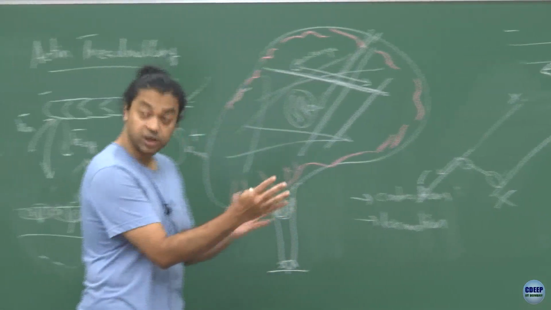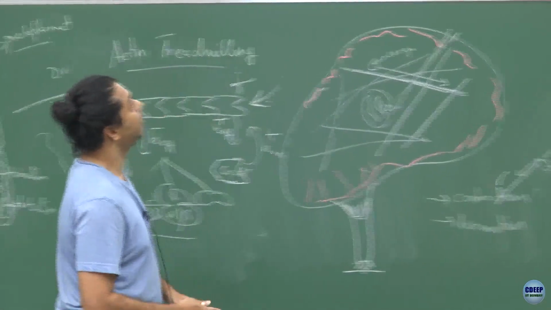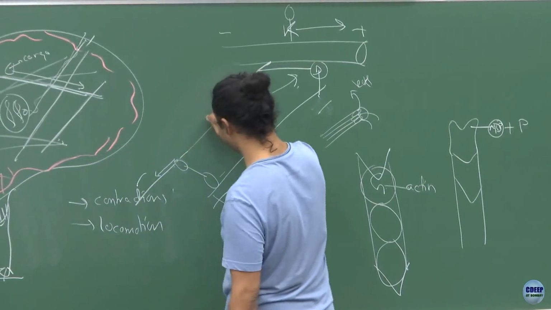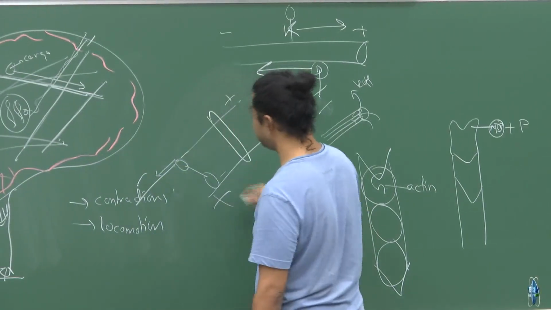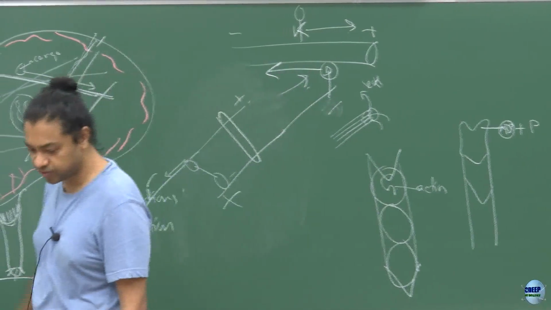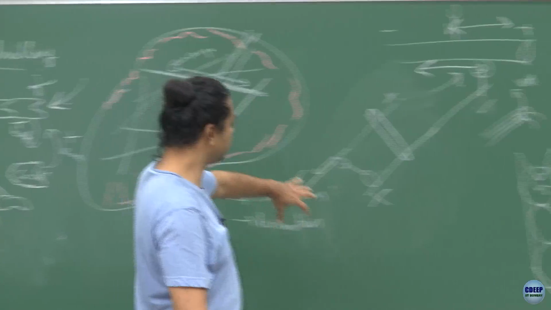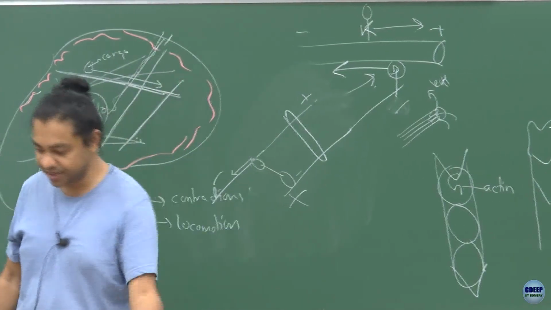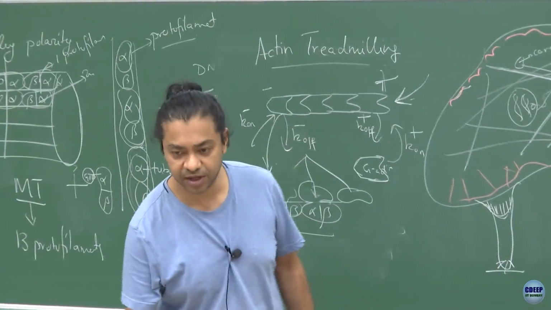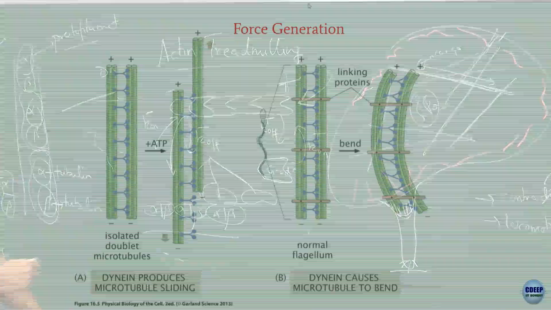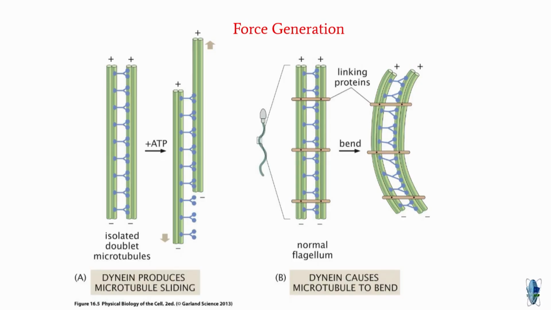So they can cause sliding of microtubules, or if you have some other proteins which do not allow sliding, these linking proteins, then they can bend these microtubules, because they still want to walk towards the minus end. So the motion of these motor proteins can cause sliding, or they can cause bending as well, and in this way they can generate forces.